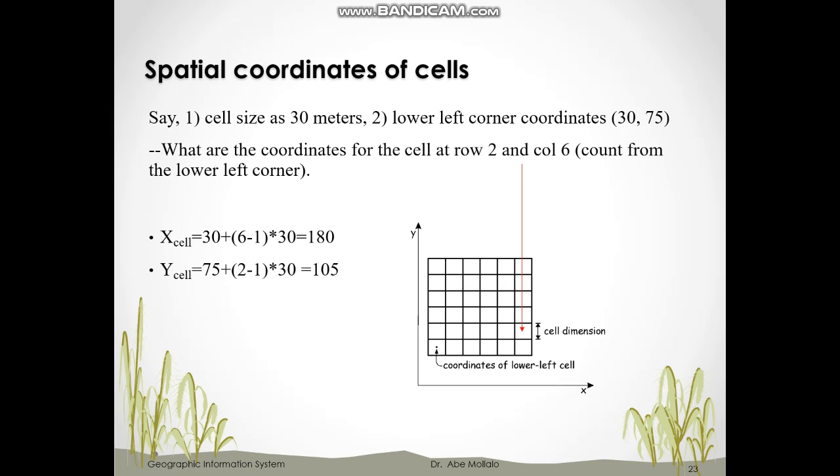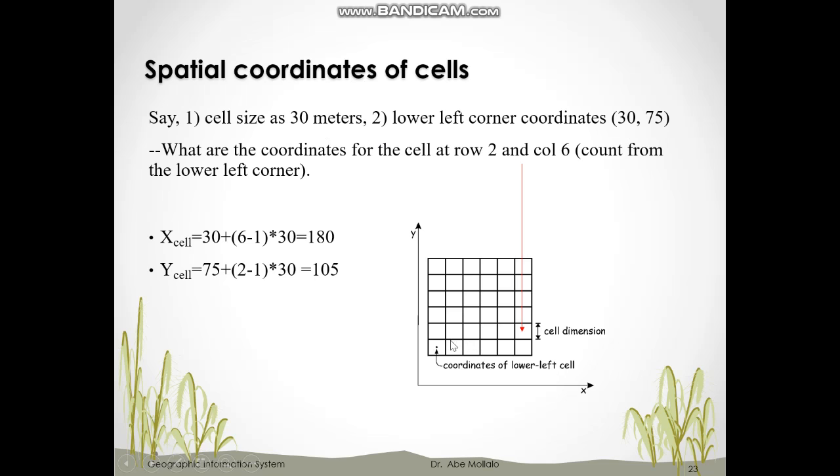Another easy way to calculate the coordinate for each location is that you can simply count it, right? So for this one, the x is 30, right? So 1, 2, 3, 4, 5. So 5 times 30, because from this center to this center is 30, because the cell size is 30. So 5 times 30 is 150, plus 30 gives us 180. Or here the y is 75, we just need to go one cell size, which is 75 plus 30 is 105.